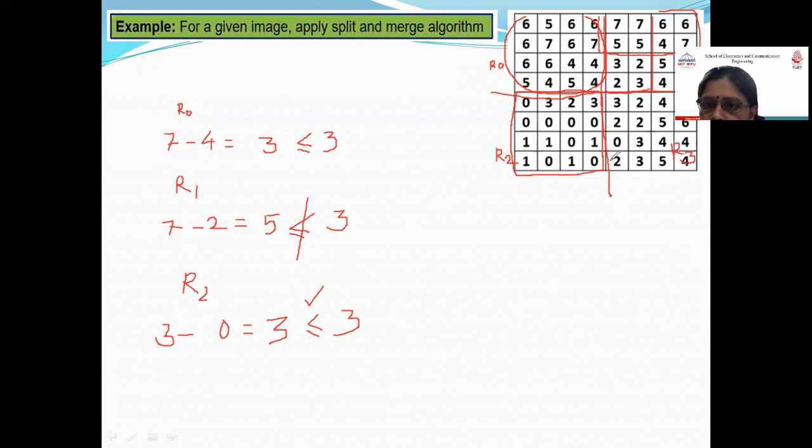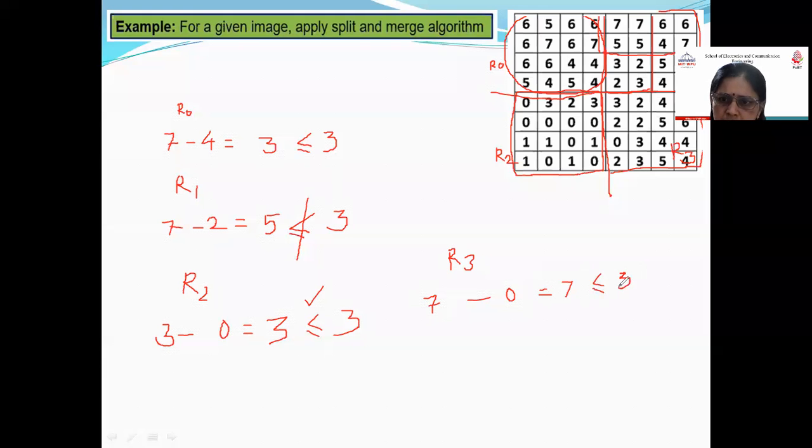Okay, now if we go to the next region, R3. For R3, the minimum value is 0, the maximum value is 7, and 7 minus 0 results in 7. Is it less than or equal to 3? No, so it doesn't satisfy the criteria. So we need to split it further. Now after splitting, we can check for the adjacent regions.